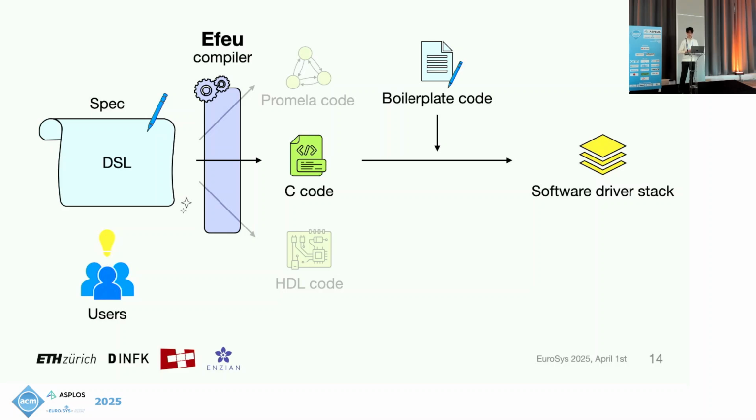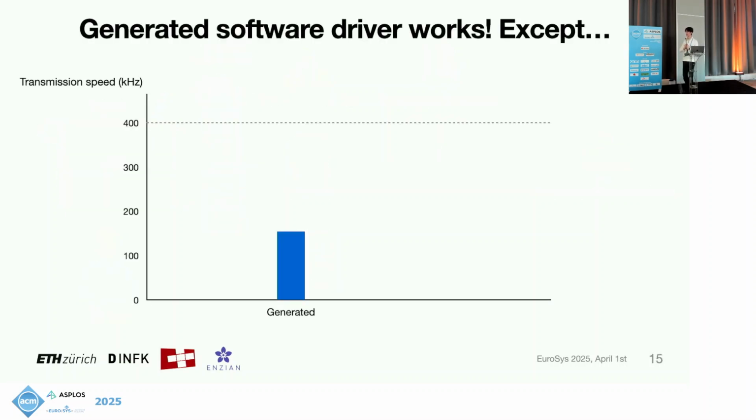And we specify the system, we get some software code, and at a very low level, we connect it with a GPIO driver, basically doing the bit banging. And it works, except that it is very slow. So we target I2C fast mode, which is 400 kilohertz, and this mode is supported by most I2C devices. The generated driver can only achieve less than 200 kilohertz.